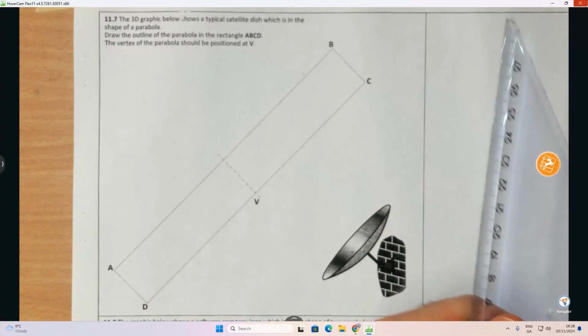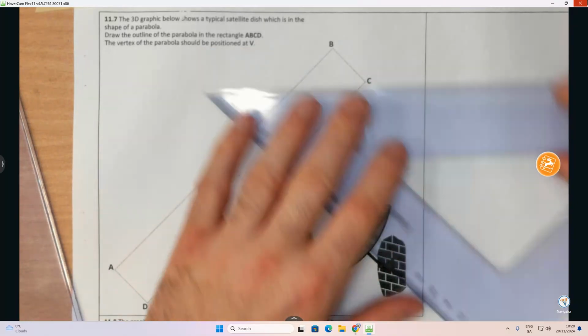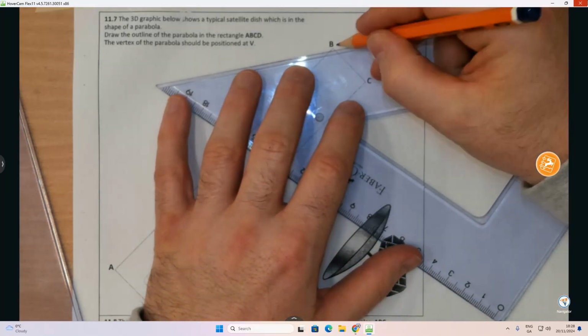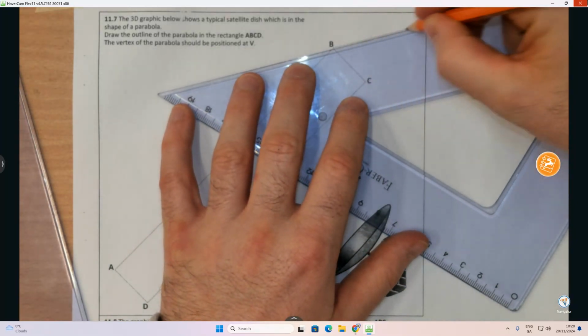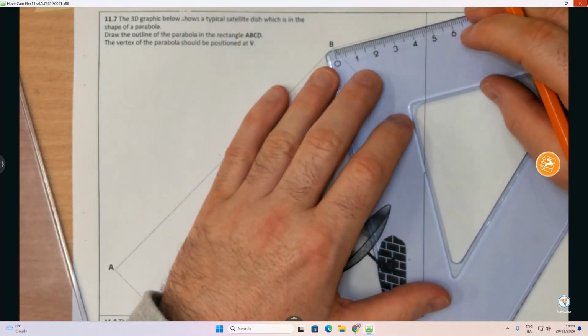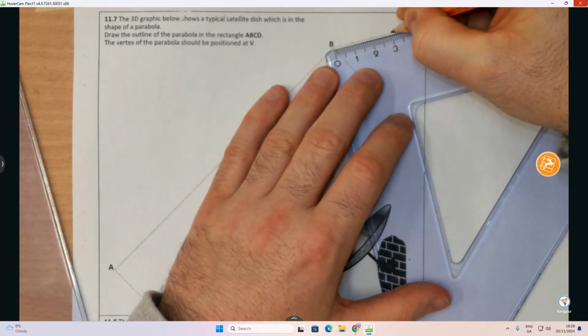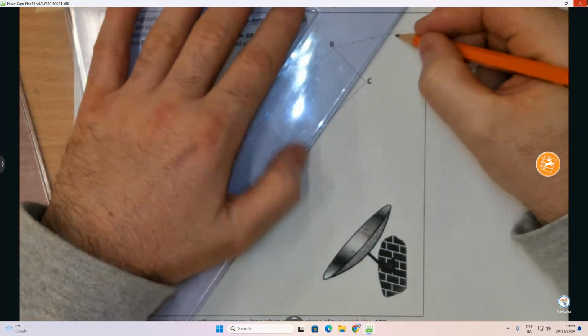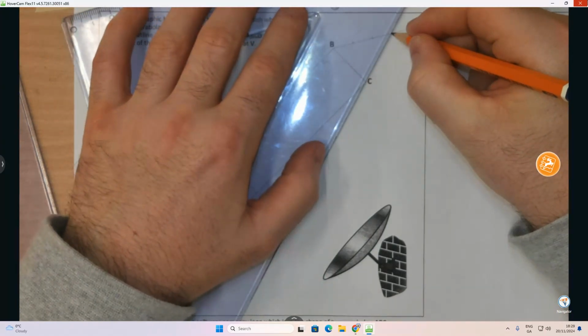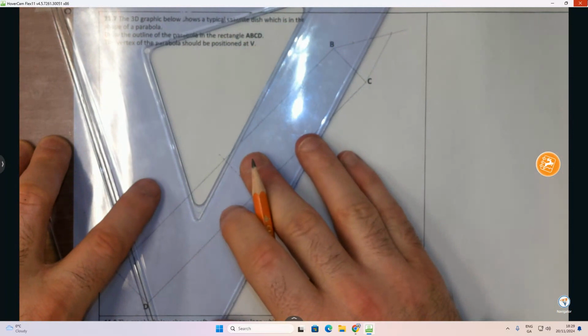Anytime we're doing a parabola, we have to divide the line BC into three portions based on the size of this one. So I'm going to do a line out from B like this, and I'm going to do three equal measurements of 10. So I'm going to go 10, 20, and 30. At the last one, I'm going to join that to C. And now I'm going to use sliding set squares.